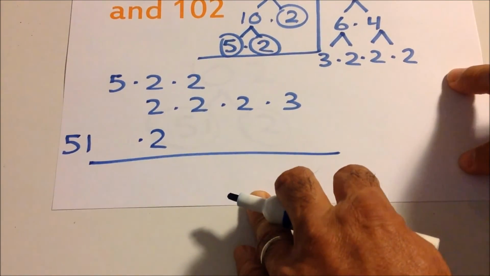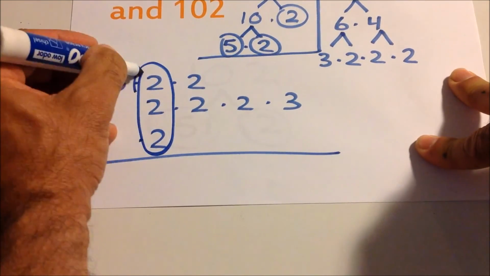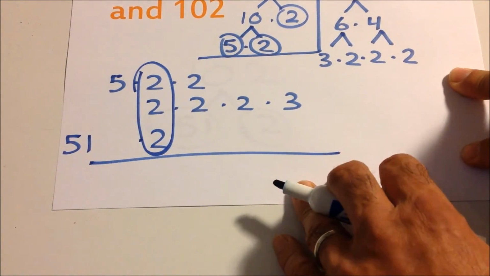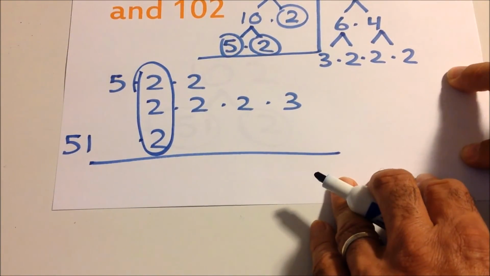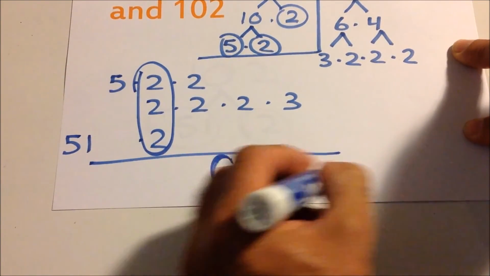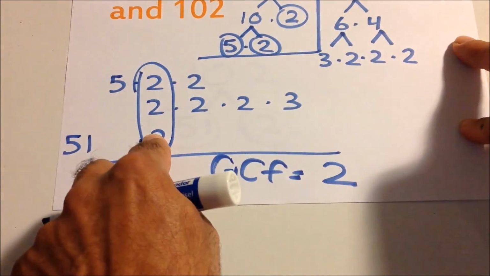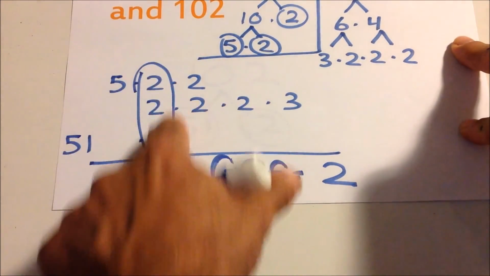So what is a set you can make that they all share? Well, they all share a set of 2's. And that's it. They don't share anything else. So the GCF, again, equals 2. It's not 8. Don't do 2 times 2 times 2. It's 2. That's the one set they share.